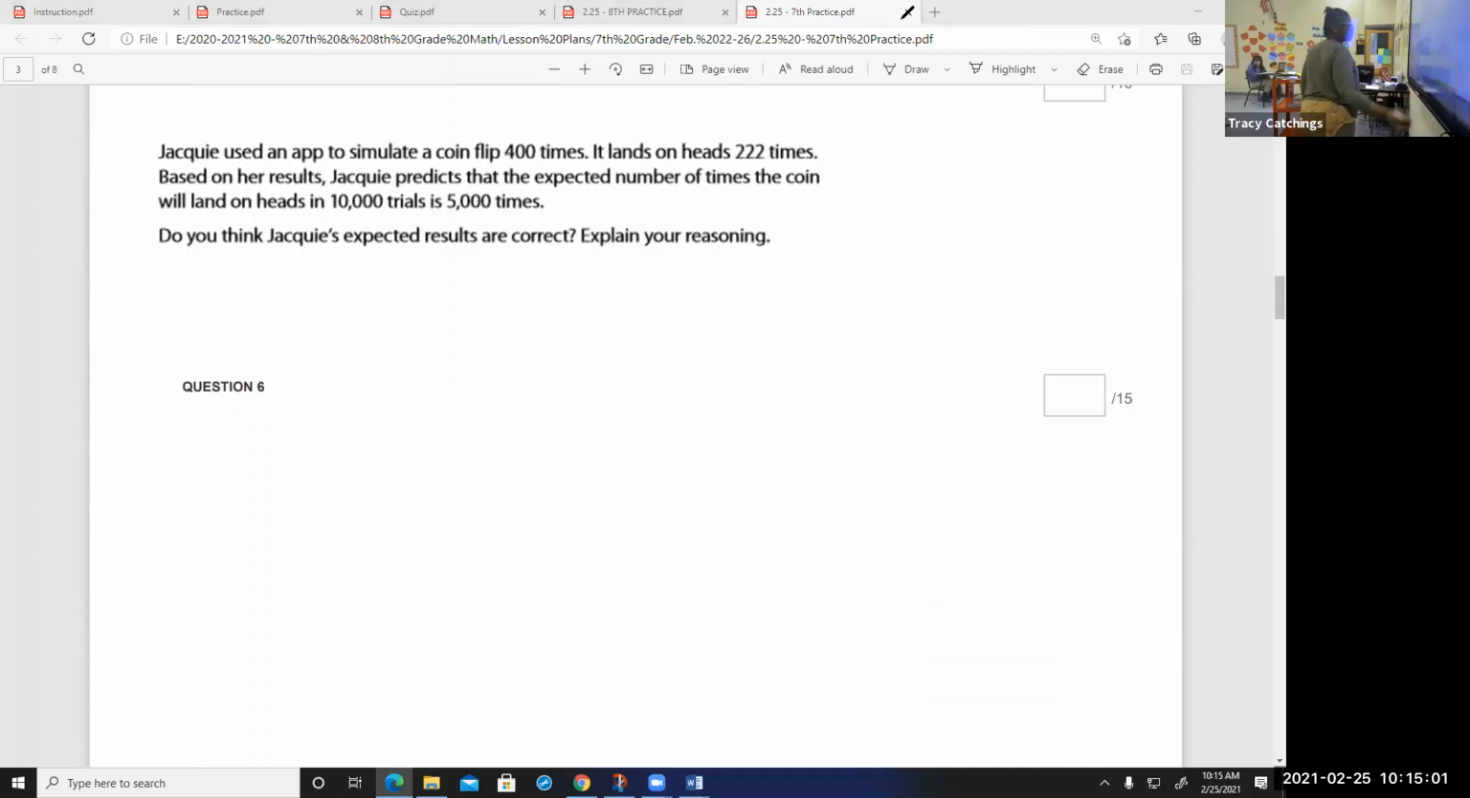All right, somebody read to us about Jackie. Jackie used an app to simulate a coin toss 400 times and landed on heads 222 times. Based on her results, Jackie predicted that the expected number of times the coin will land on heads in 10,000 tosses is 5,000. Do you think Jackie's prediction is correct? Explain your reason. All right, let's see what Jackie said. She flipped this coin 400 times. It landed on heads 222 times. So she said in 10,000 trials, we should have about 5,000.